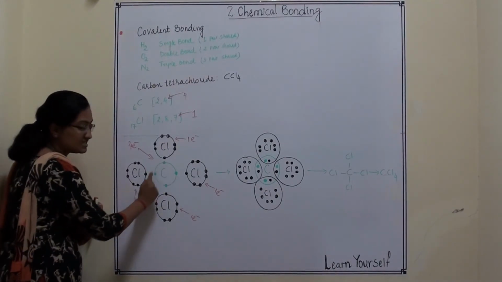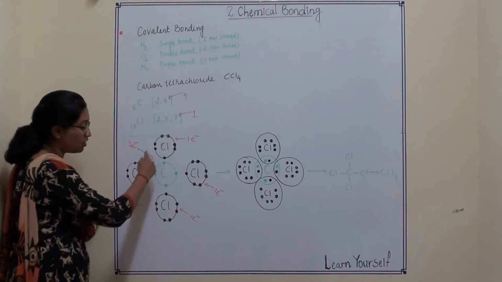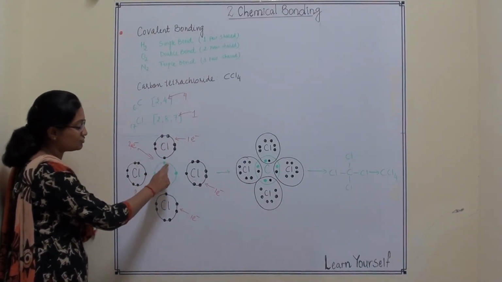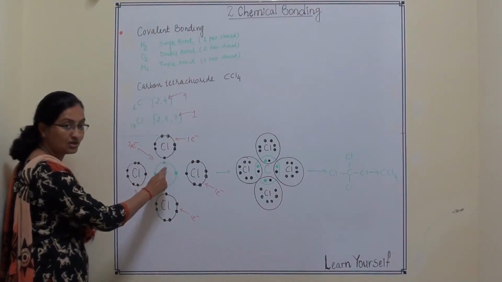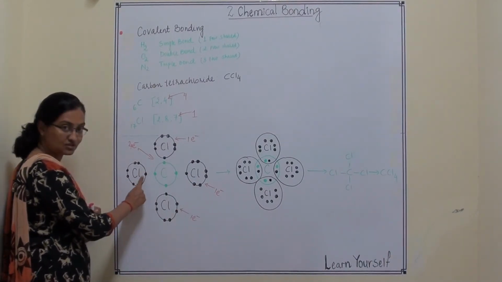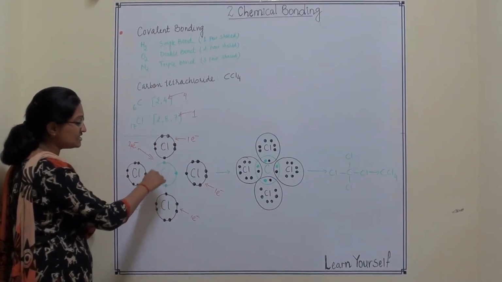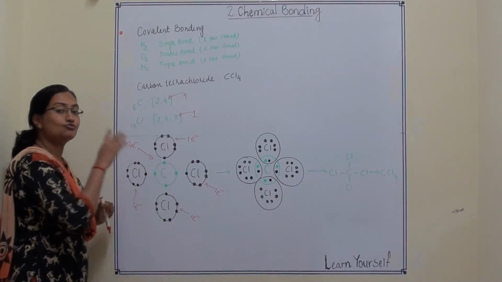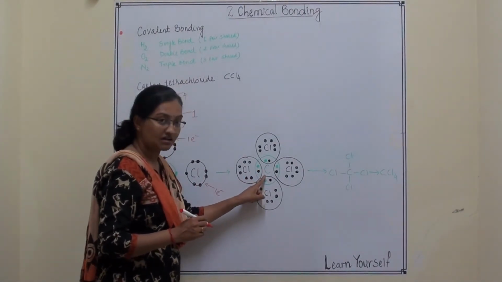So this center carbon atom will share 1 electron with each of the 4 chlorine atoms, whereas each chlorine will give only 1 electron to carbon. This chlorine will give only 1, that means it shares only 1. This chlorine will share 1, this chlorine will share 1, and the same for this chlorine also. So 4 chlorines will share 4 electrons, whereas this carbon will share 1 electron with each of the 4 different chlorine atoms. If you see here, this green is carbon's electron.